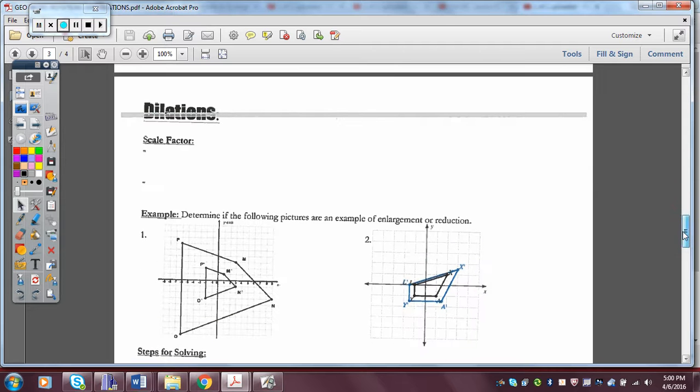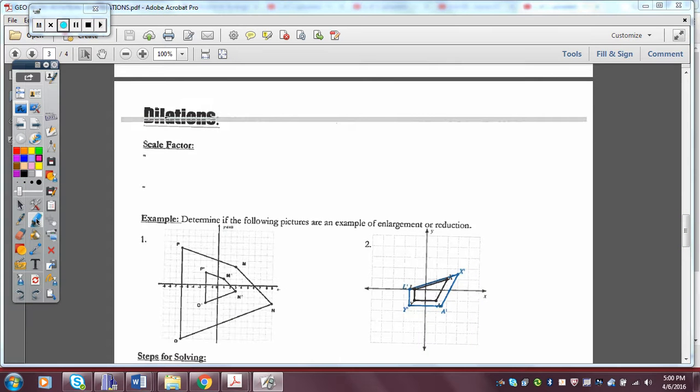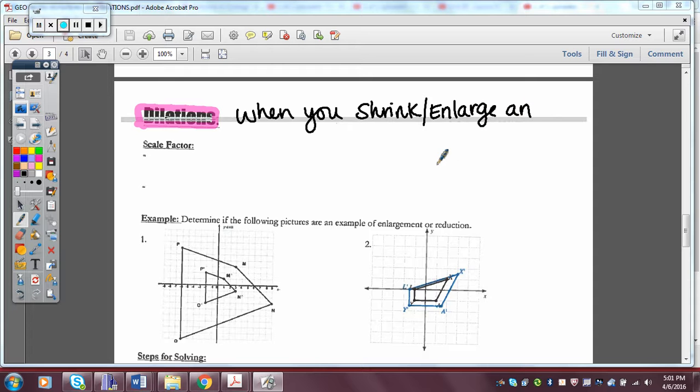So let's talk about what a dilation is. A dilation is when you shrink or enlarge an image over a given center.